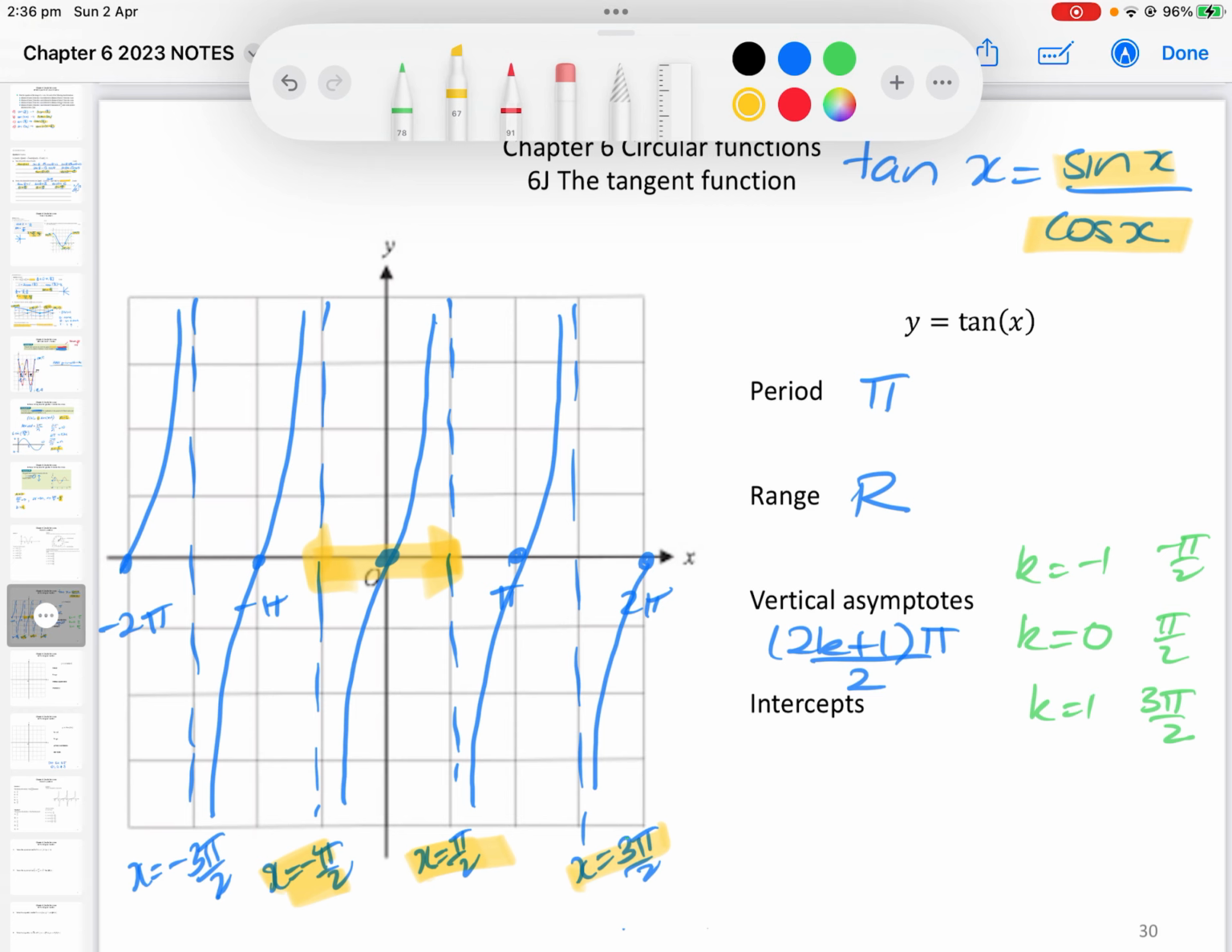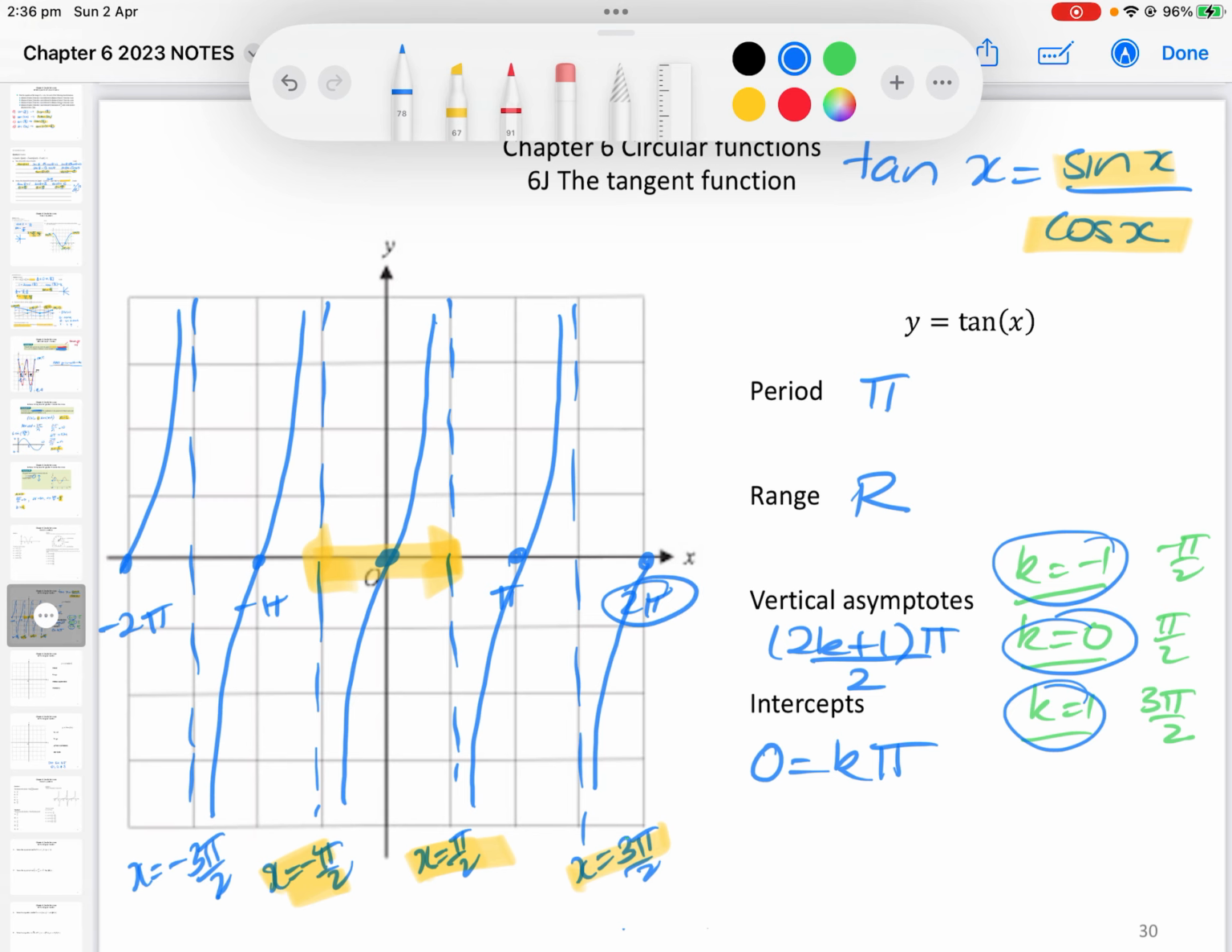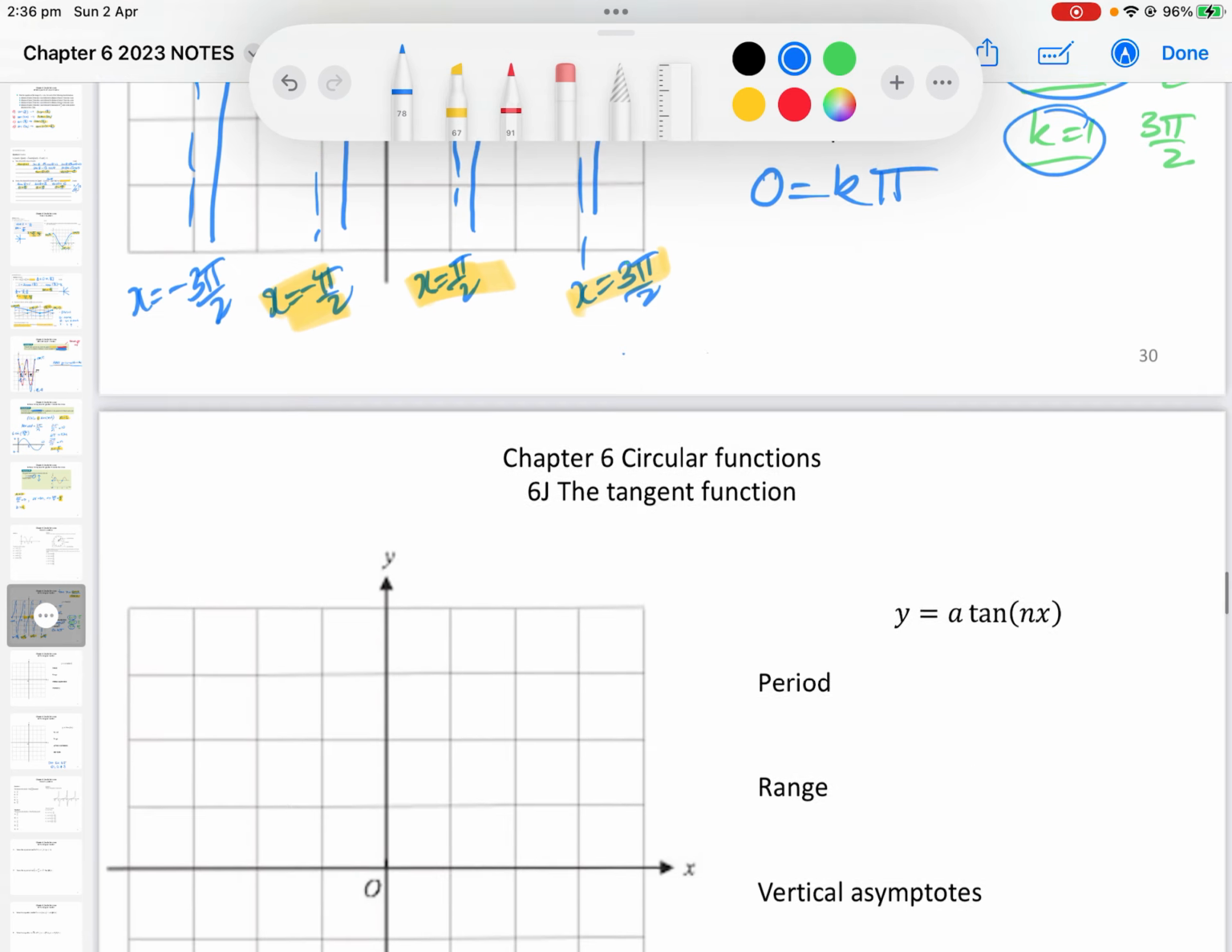So the k is just the number of the asymptote it is, whether it's the one below, that one at 0, and we could just keep going and count through. And then our intercepts are where theta equals k pi. So if k is negative 1, negative pi. If k is 0, it's at 0. If k is 1, it's at pi. If k is 2, it's at 2 pi. So that's what our tan graph looks like.